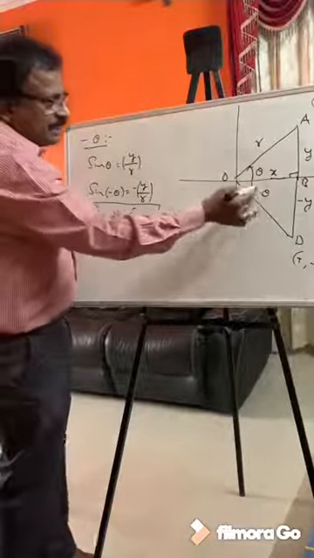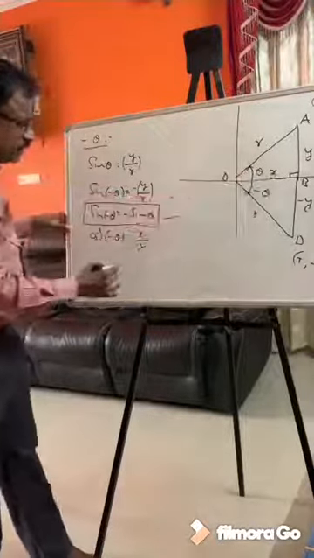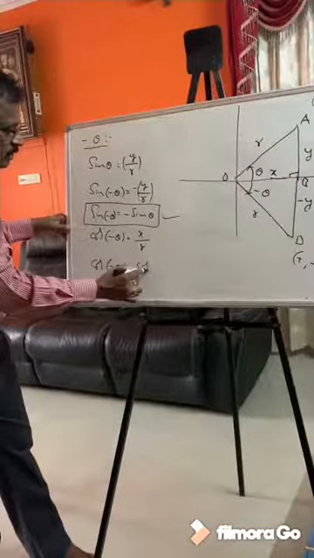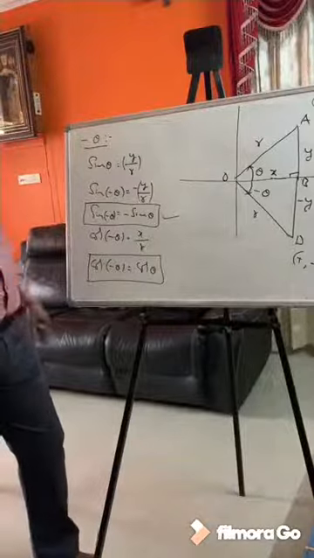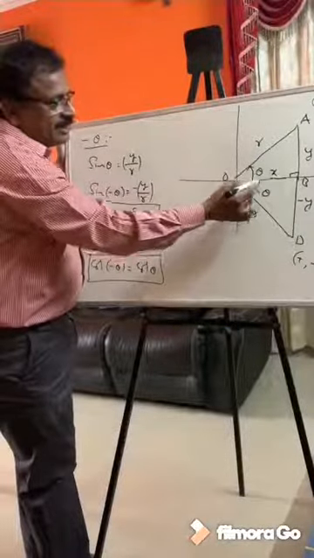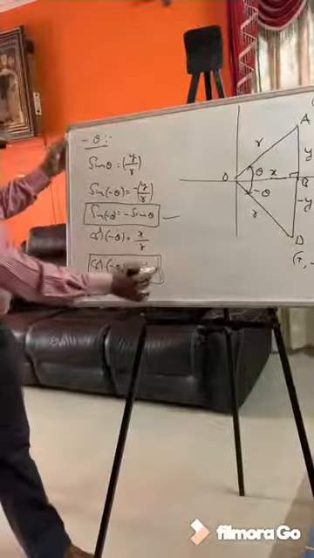What is cos minus theta? x by r. Cos theta is also x by r, right? So cos minus theta is equal to what? Cos theta. One formula is created. Same way, cos theta is x by r, cos minus theta is x by r. Same, so equal. This is another formula created.